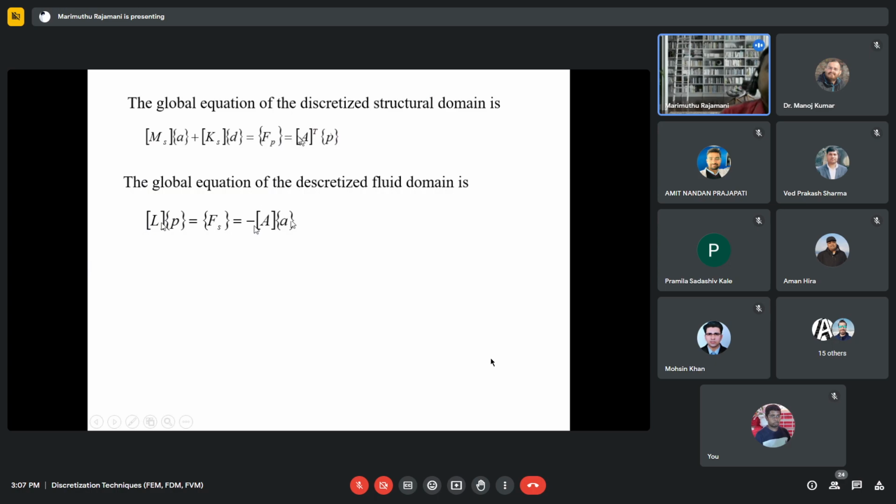So that part you can add with the mass matrix. That is called added mass. That gets added to the structural mass. That will give how the structural dynamic characteristics change with respect to the presence of the fluid.